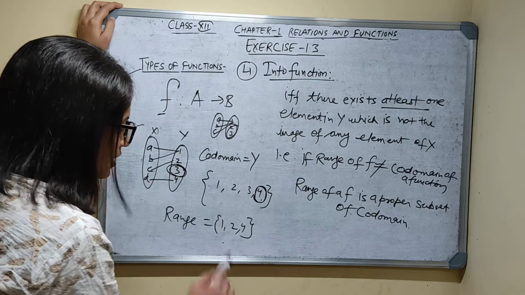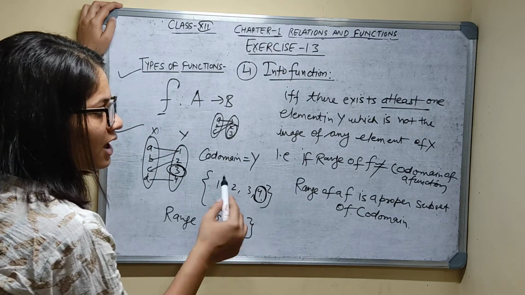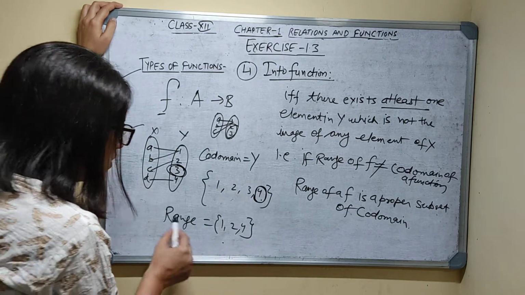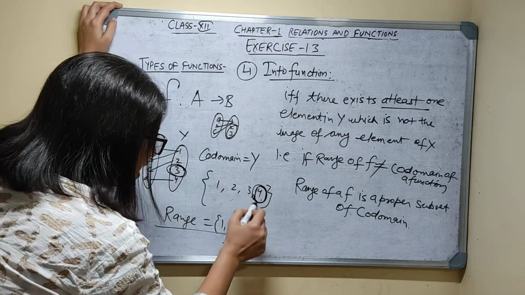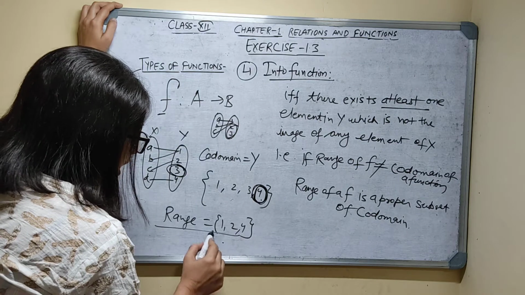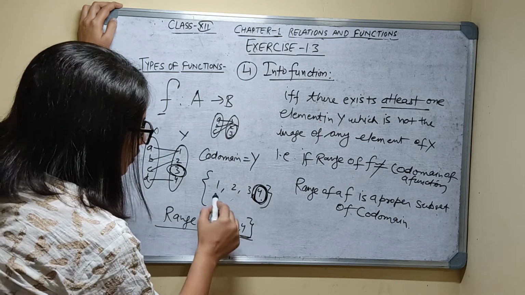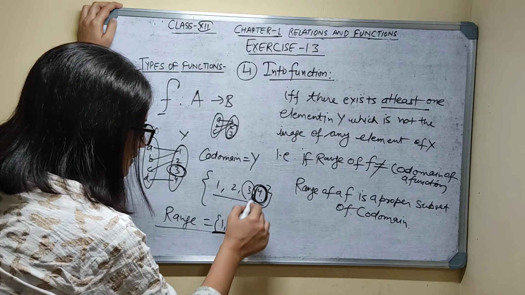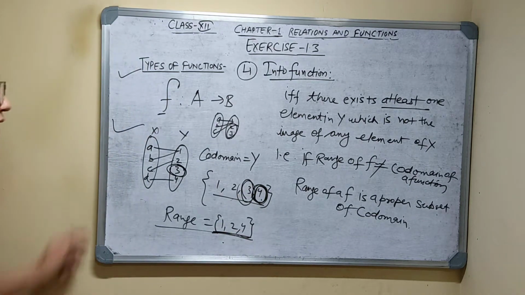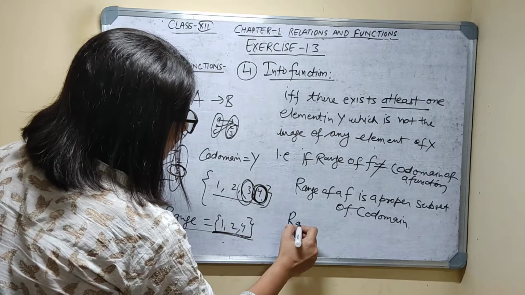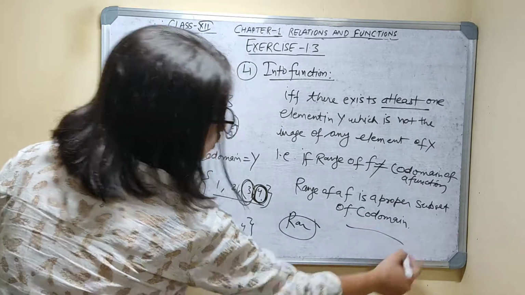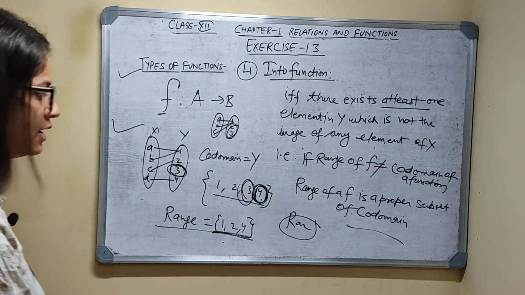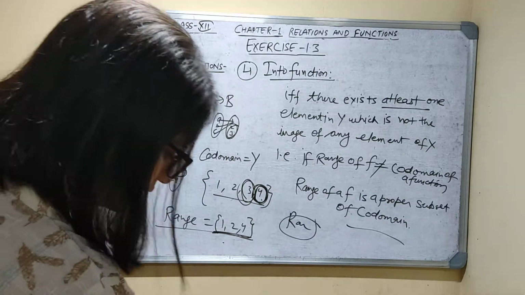In proper subset, 1, 2, 3, 4 codomain can't be a proper subset of codomain. So range, at least one element is different in this, and here 1, 2, 4, here 1, 2, 3, 4. So at least this element is different. 3 is different here. So I can say range is a proper subset of codomain. Is it clear? Like this you have to do.